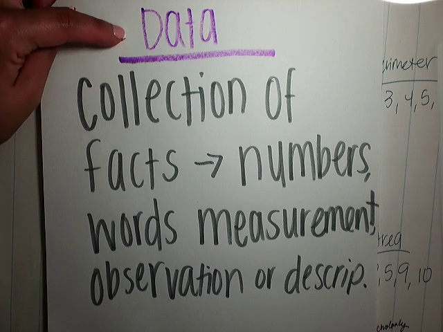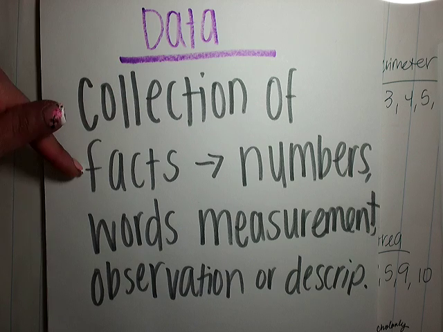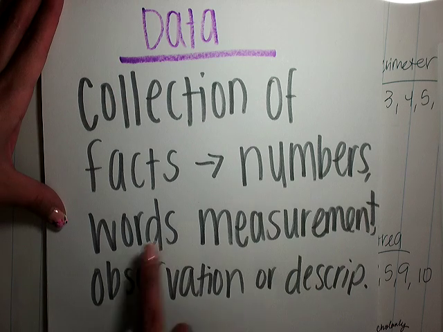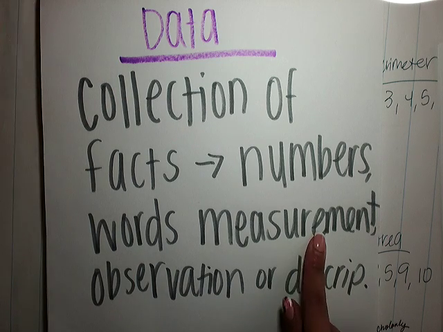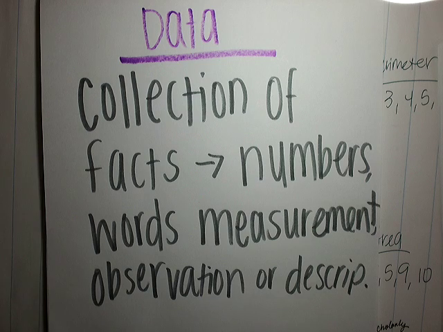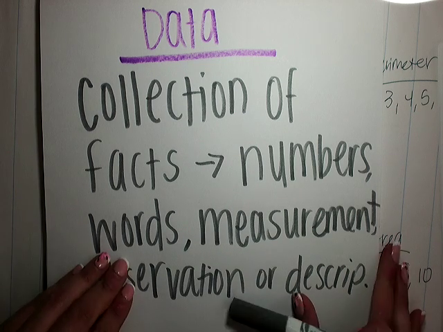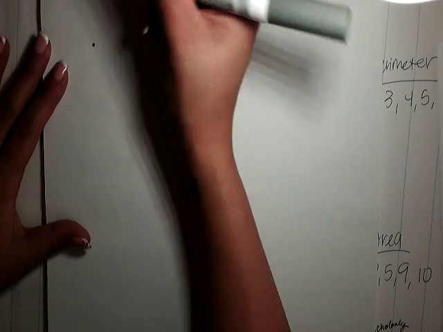So, data is a collection of facts. So, it can be numbers, it can be words, it can be measurements. It can be an observation, or it could even be a description of something. So when we look at data, we can use multiple ways to show data.